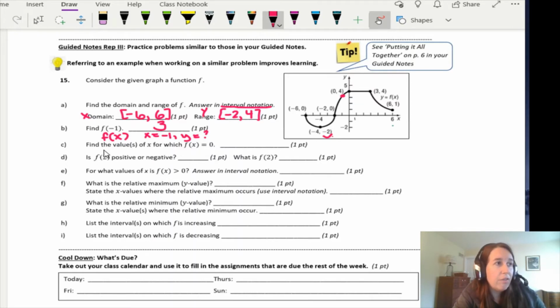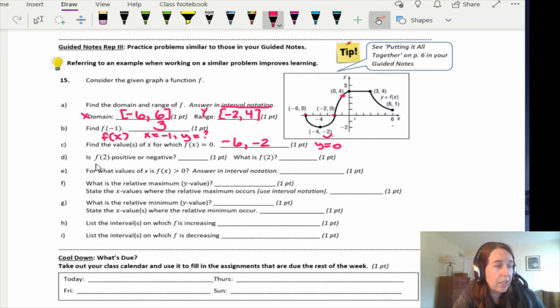All right, find the value of x for which f of x is equal to 0. So now that's the opposite of b. We're looking for f of x equals 0. In other words, we're looking at where y equals 0. Where y equals 0 is right along here on the x-axis. You can see that there's two places. One is right here and one is right here. See, y equals 0 there, y equals 0 there. So our two answers are -6 and -2, and those are the values of x. X equals -6 and -2.